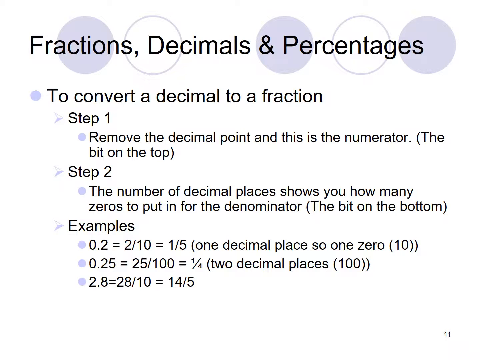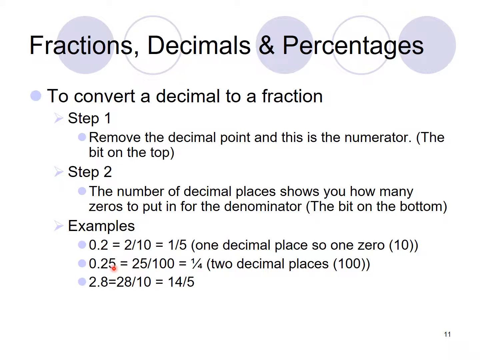Okay, to convert a decimal to a fraction, remove the decimal point, and this is the numerator. That's the bit on the top. Step number 2, the number of decimal places shows you how many zeros to put in the denominator. That's the bit on the bottom. So for example, we started off with 0.2. It says remove the decimal point. So we end up with a 2 on the top. How many zeros will we put on the bottom? Well, there was one decimal place, so we'll put 1 zero on the bottom. Okay, and that's why we end up with 10.